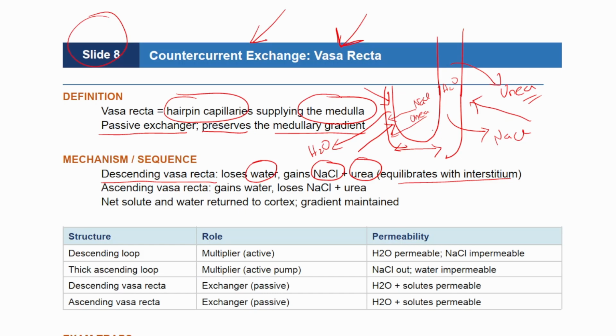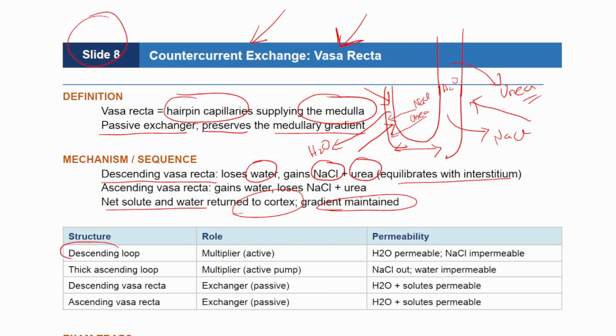The net result of this highly efficient loop is that absorbed solute and water are safely returned to the cortex, ensuring that the hypertonic medullary gradient is continuously maintained. To clearly contrast these regional mechanisms, let us review the structural summary provided in the table.